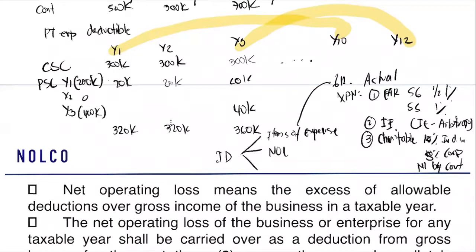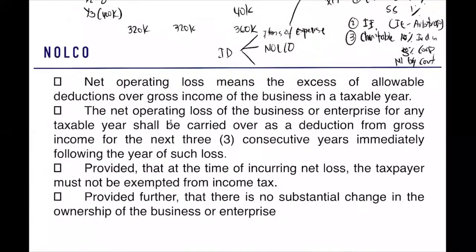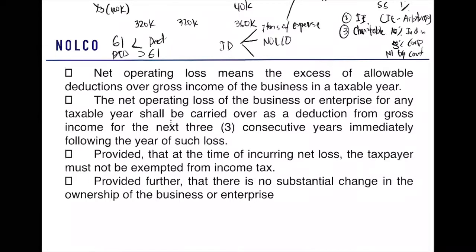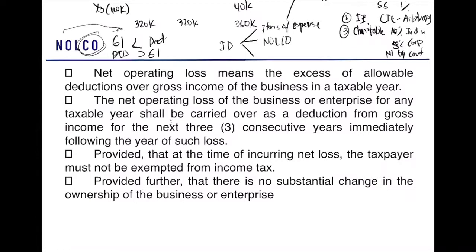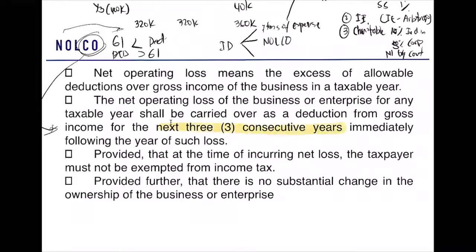Next, we go now with your net operating loss carryover. Under your net operating loss carryover, we said a while back in our introduction, this happens if ever your gross income is lesser than your deductions, or your deductions is greater than your gross income. So what will happen? That net operating loss, since sinabi naman dito is carryover, kailan uli nagkakaroon ng net operating loss? Ayan siya. Tapos sabi ng law, carryover daw. Bakit carryover? Because of this rule. It can be carried over for the next 3 consecutive years immediately following the year of such loss.